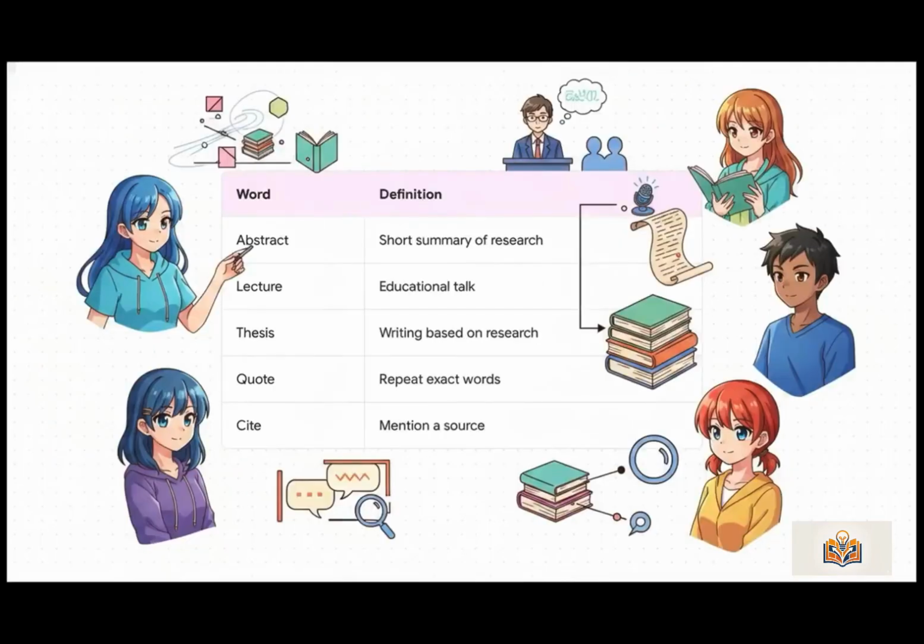Let's start with the first 5. Abstract. That's a short summary of a research paper. Next is lecture, which is an educational talk given to a class. Then we have thesis, meaning a long piece of writing based on original research. Quote means to repeat exactly what someone else said or wrote. And cite is to mention a source of information. Pretty straightforward so far, right?